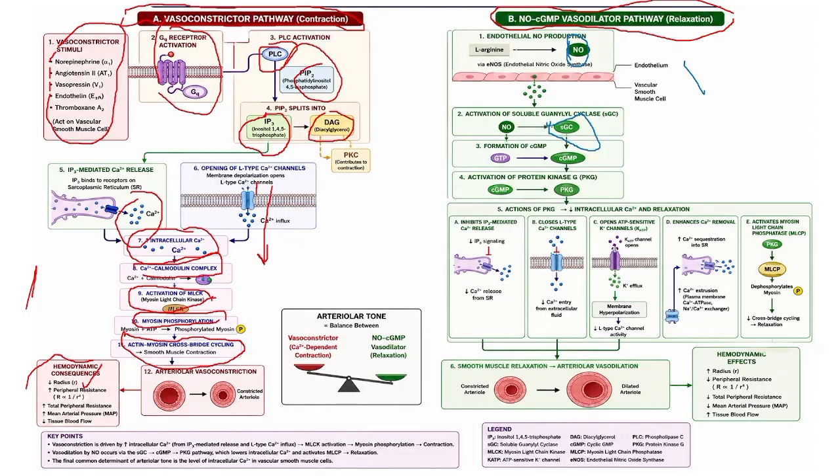So when that happens, there will be formation of cyclic GMP. How does this happen? Cyclic GMP is formed from the GTP, guanine triphosphate. So the guanine triphosphate is converted to cyclic GMP. So what happens next?